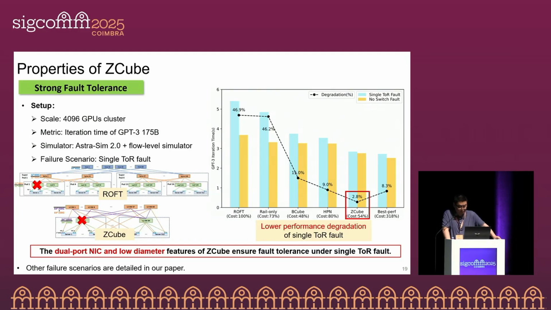And ZCube also provides strong fault tolerance. We show this through simulation of a single ToR failure. We evaluate the iteration time of GPT-3 training with and without failures, and the results show that ZCube suffers much smaller performance degradation. The dual-port and low-diameter features of ZCube ensure fault tolerance under single-ToR fault. Other fault scenarios are detailed in our paper.